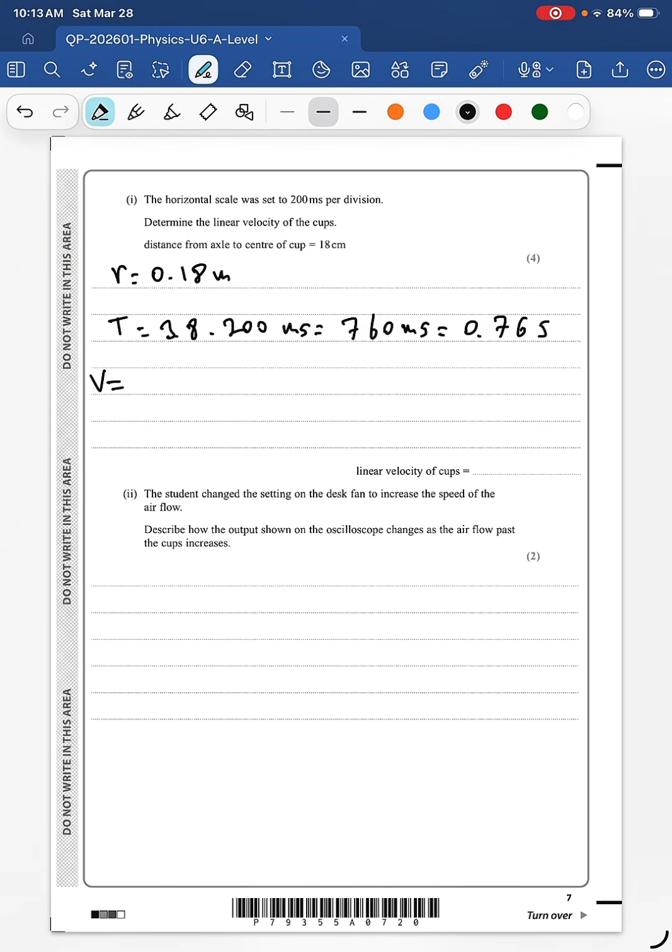And then the velocity is omega times r, right? So 2 pi over the period times r. So 2 pi over 0.76 times 0.18, and that's 1.49 meters per second.